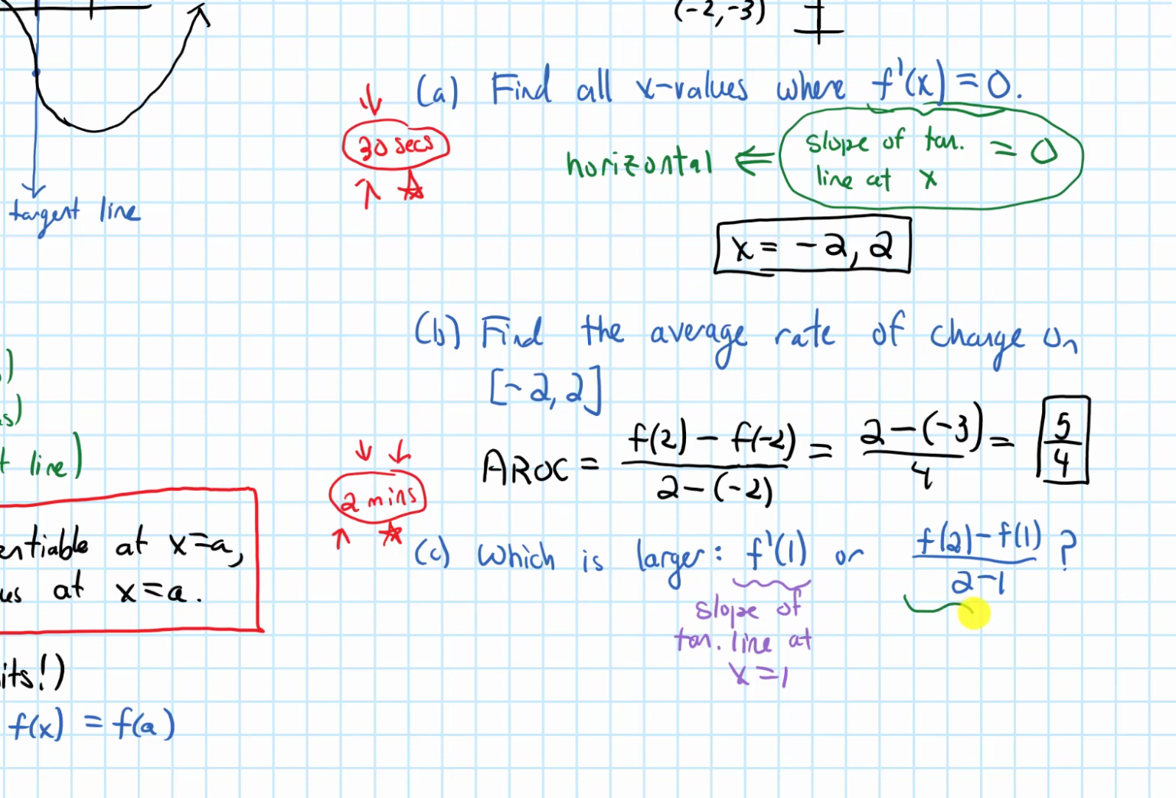The other side looks like my average rate of change in part B a little bit. It's a change in y values on top over a change in x values. That is the slope of a secant line. This is the slope of a secant line between the point (1, f of 1) and (2, f of 2). So let's just draw on those lines and see which one has the bigger slope.